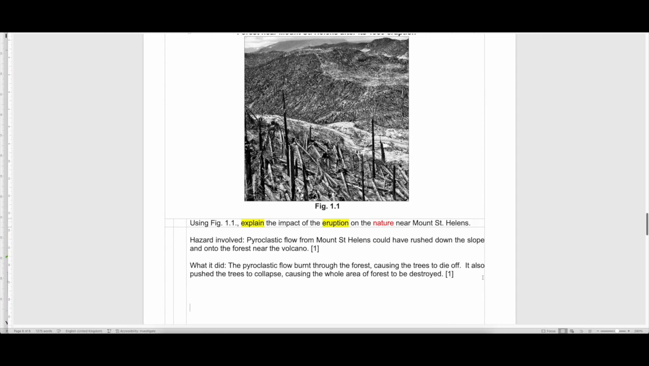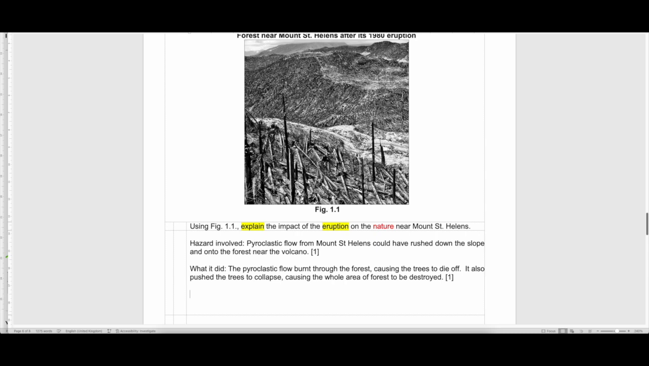So how does it affect nature? You could tell me things like, for example, so explain means tell me the steps, right? So then what does it lead to? You could tell me that the whole forest is permanently destroyed, so it's hard to regrow. You could tell me that habitats are destroyed, animals who live in it.